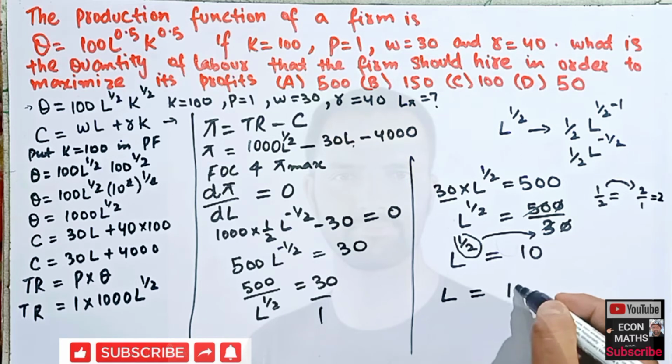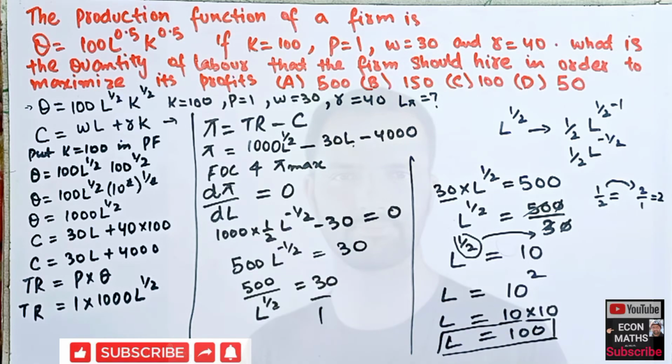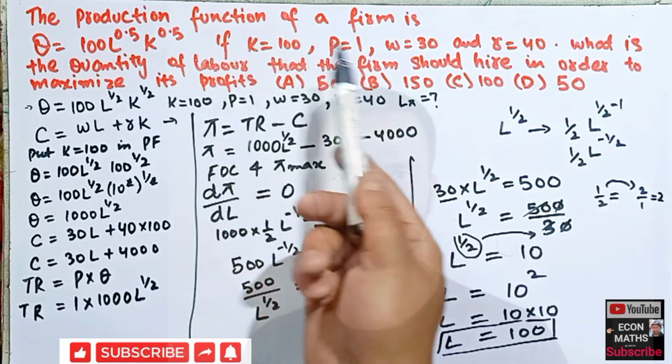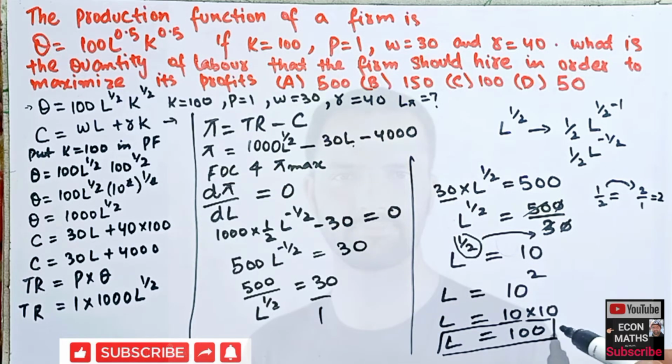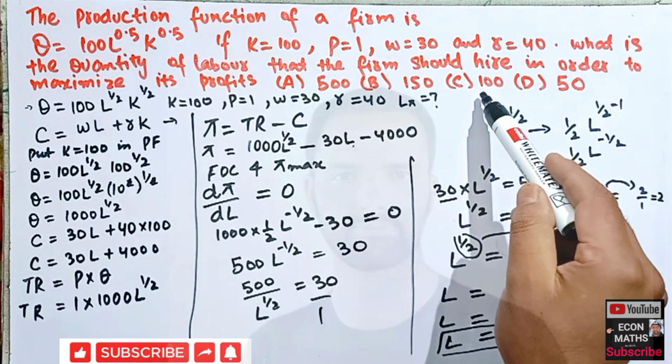This means it will become square here. That means L is equal to 10 into 10, and it comes out to be 100. That means the profit maximizing level of labor that is required for this production function, given all the other parameters, is equal to 100. So the correct option to this question will be 100.